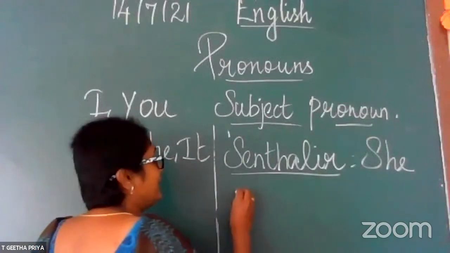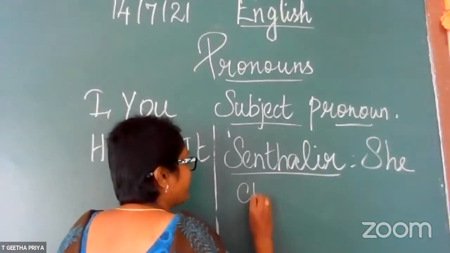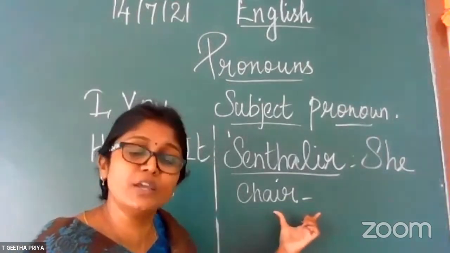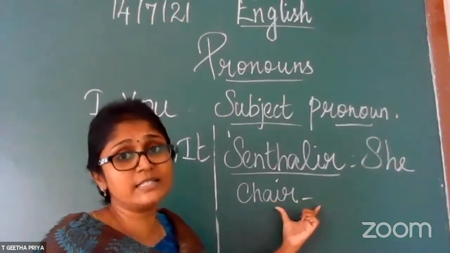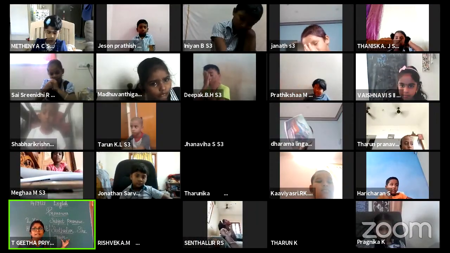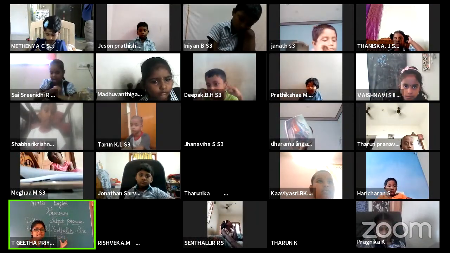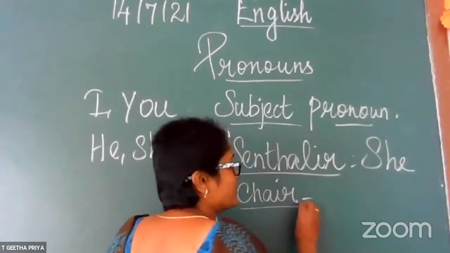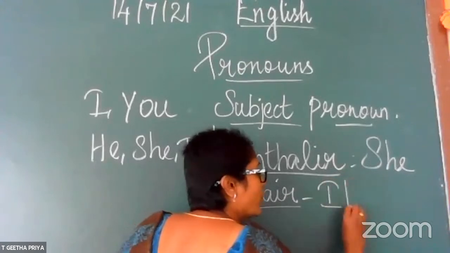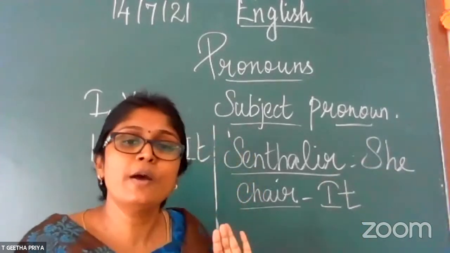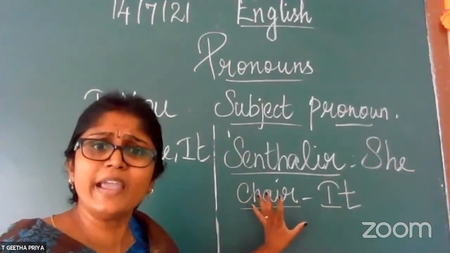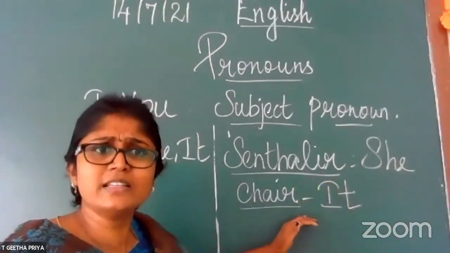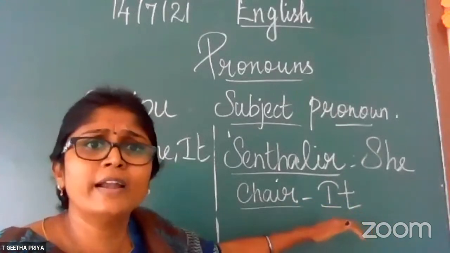For example, we say chair. Chair refers to only one chair. It is a singular naming word. You know what is a singular naming word and plural naming word. So chair is a singular naming word, and as it is one chair, we use the pronoun it. How can we make this singular naming word into plural naming word, children?